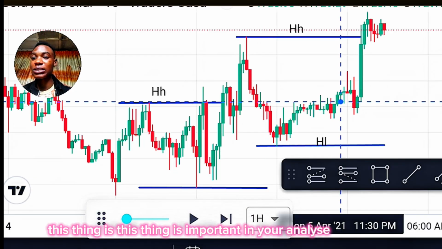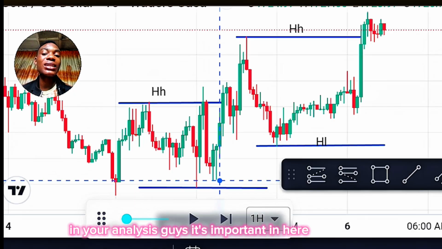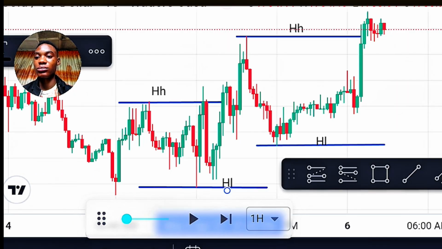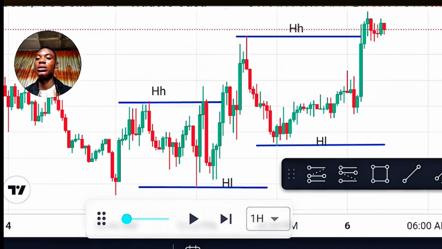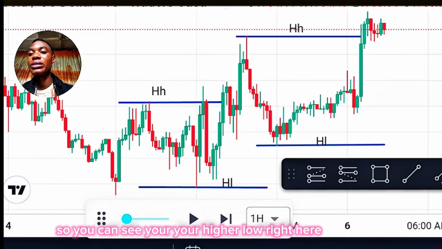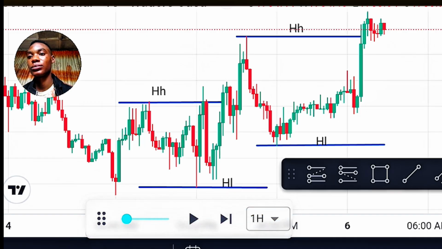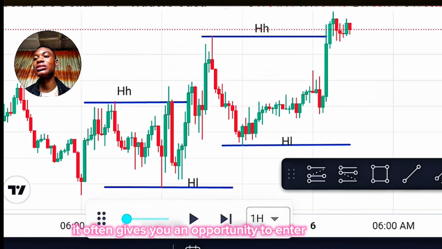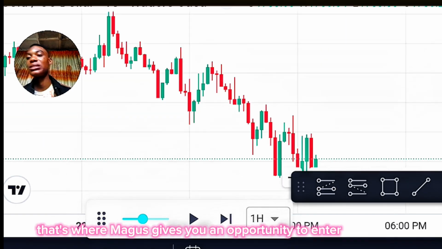This thing is important in your analysis, guys. It's important here. So you can see your higher low right here. So this is how market moves to the upside. It often gives you an opportunity to enter at the retracement at the higher low. That's where market gives you an opportunity to enter.